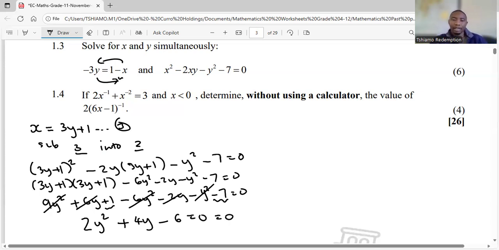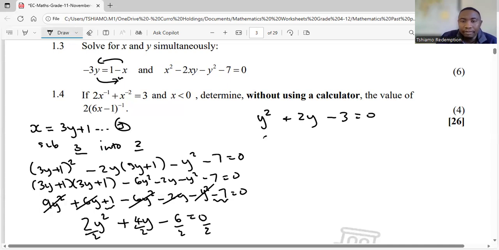Okay, then they're all factors of 2, so I can divide across by 2, so that I'm left with 2 plus y squared. Divide this by 2, divide this by 2, divide this by 2, divide this by 2. Whatever you do on the left hand side, you do on the right hand side also. Okay, so that 3 equals to 0.